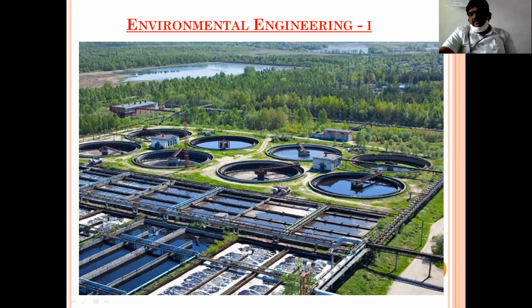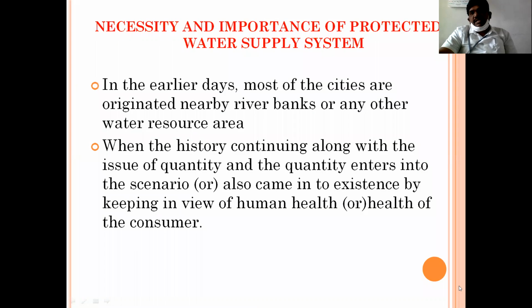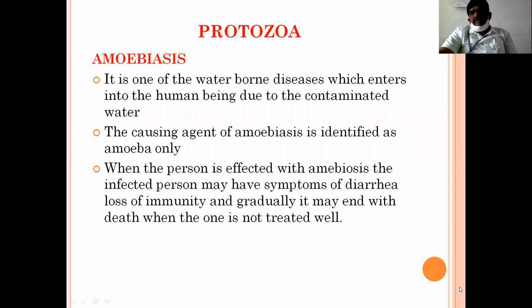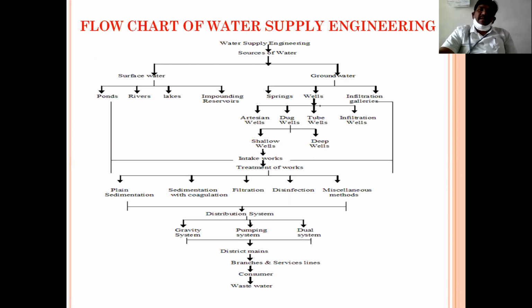environmental engineering 1, which is exclusively designed with respect to water from the source to destination, or from the source to the consumer. We are just discussing here from the source to the consumer. Already we explained the flowchart, the topics, what we discussed.